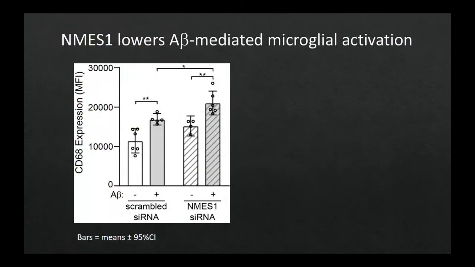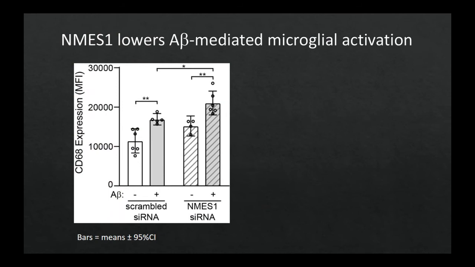And what we found is that NMES1, when we block it, we actually get an increase in activation of these cells. And so I'll show you this one piece of data that the students generated, where when we use siRNA to knock down expression of NMES1, what we found is that we get an increase in microglial markers of activation.